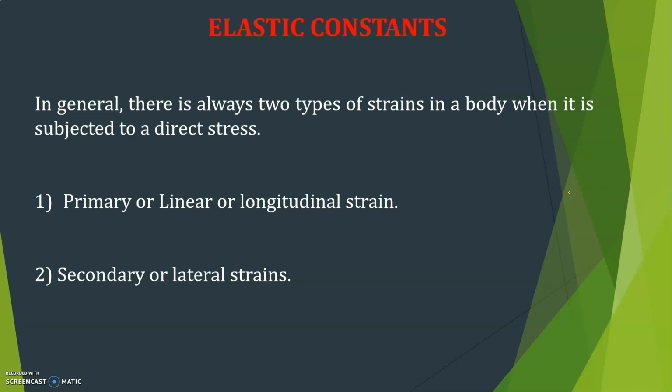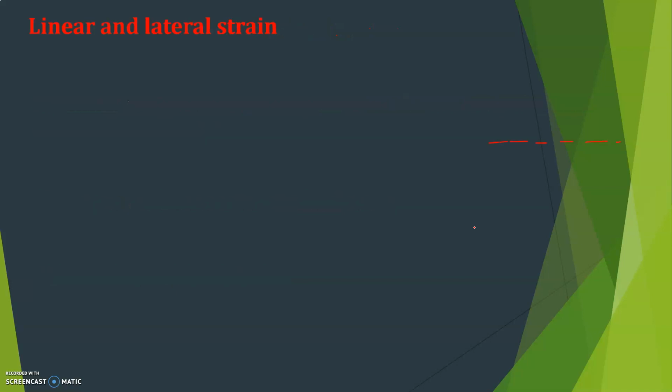Thus, in general, there are always two types of strains in a body when it is subjected to a direct stress. The first one is primary or linear or longitudinal strain, and the second one is secondary or lateral strain. When the load is acting along the line of the axis, such strains are called linear strain, longitudinal strain or primary strain. But there will be deformations in the opposite directions also. Such strains are called secondary or lateral strain.